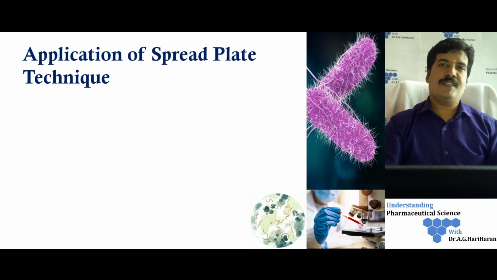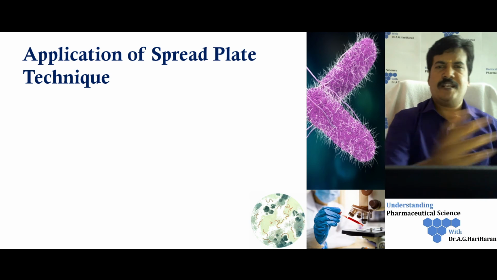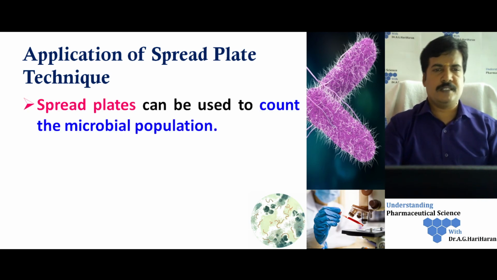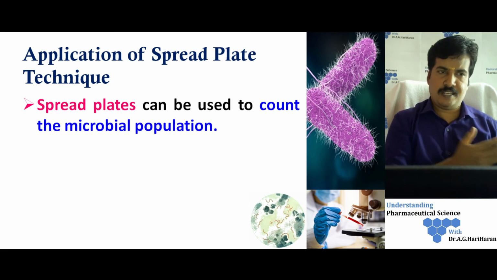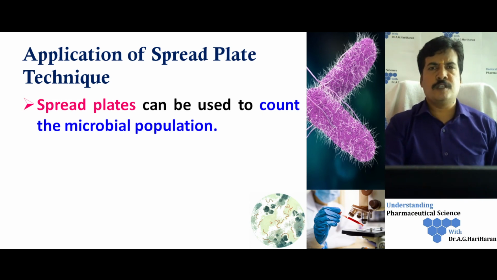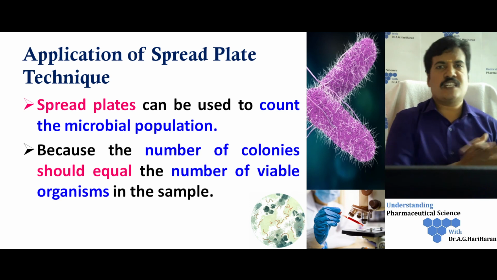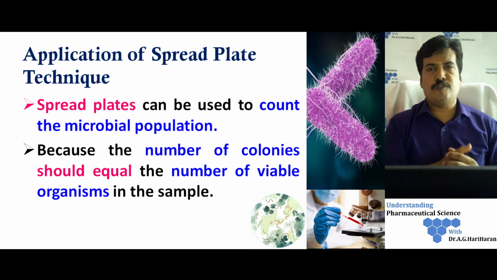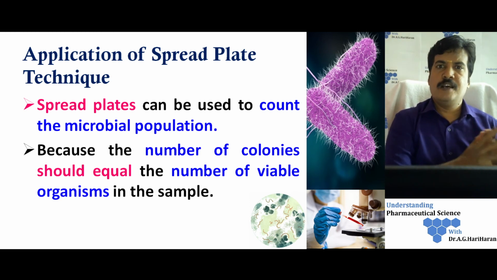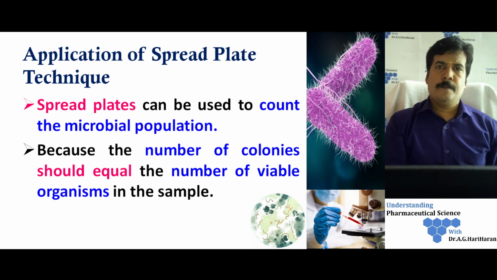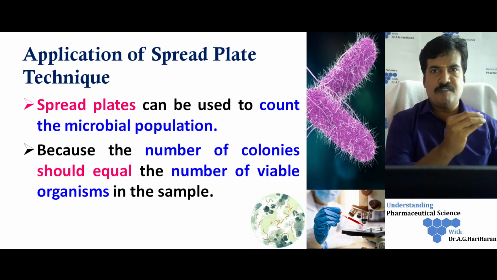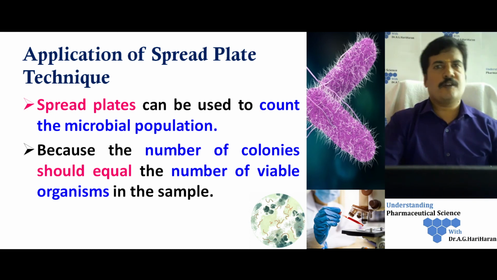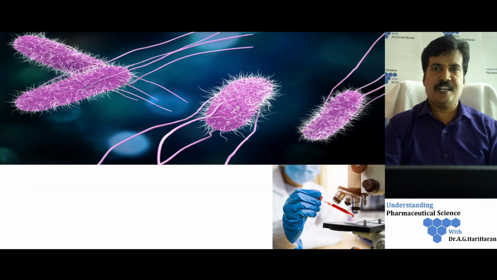Apart from this isolation technique, the spread plate technique is used for other purposes, especially for microbial counting, enumeration of bacteria. Otherwise, for the identification of viable cells, CFU counting, colony forming unit counting, this spread plate technique is used. That is to calculate the number of viable cells, that is, the number of living cells. The number of living cells is generally the number of colonies. So based on this, we can identify it.